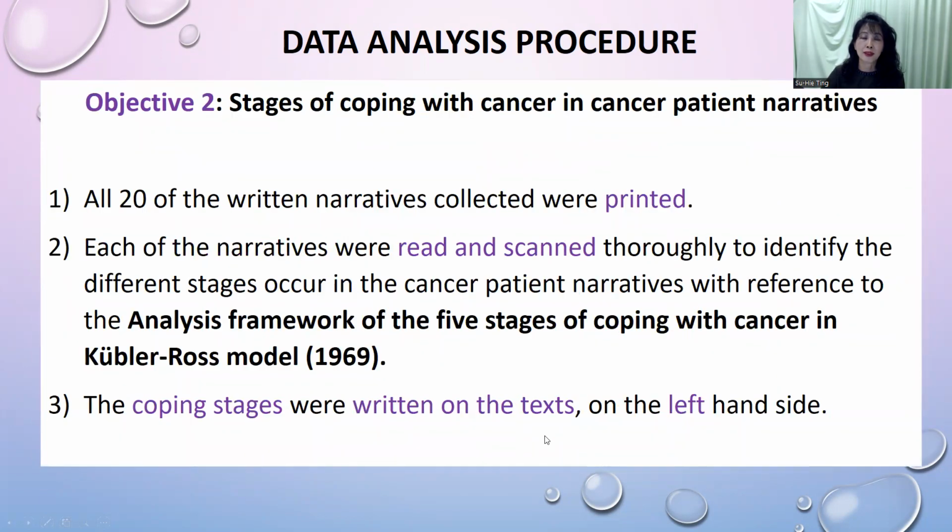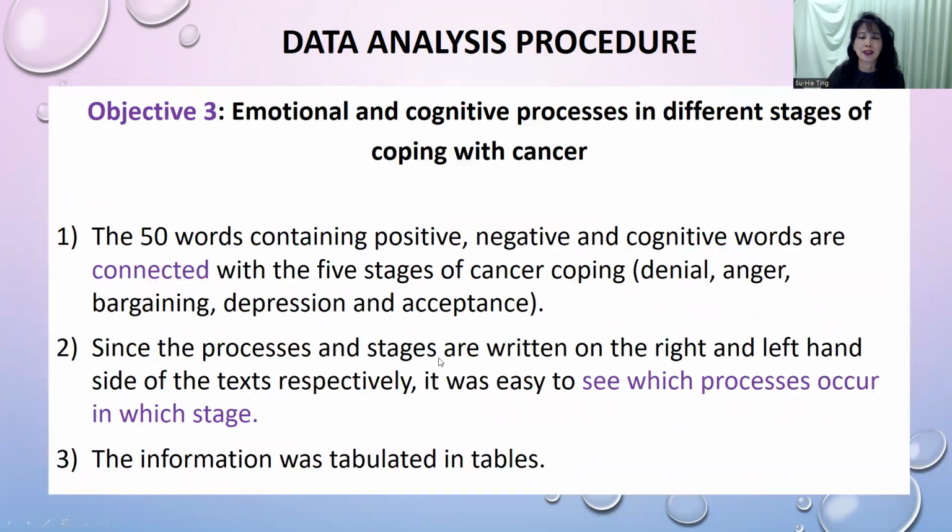For that second objective, which is on stages of coping with cancer, I read through the 20 cancer narratives and then mark the stages from denial to bargaining to acceptance. I marked them, of course, with reference to the analysis framework shown earlier.